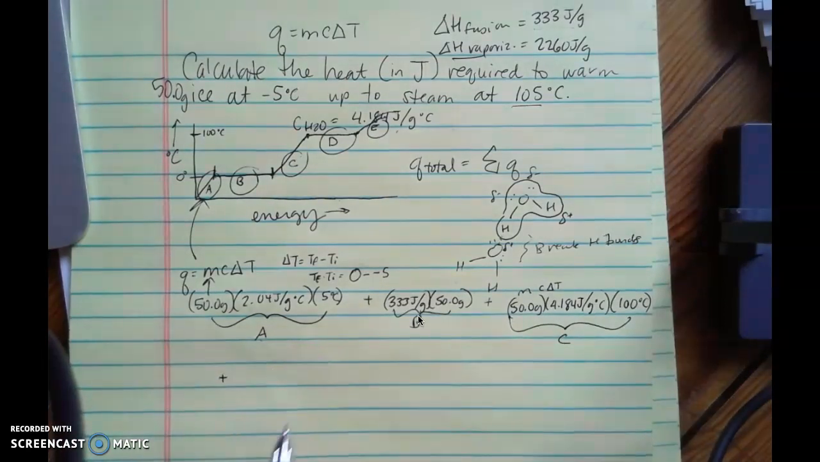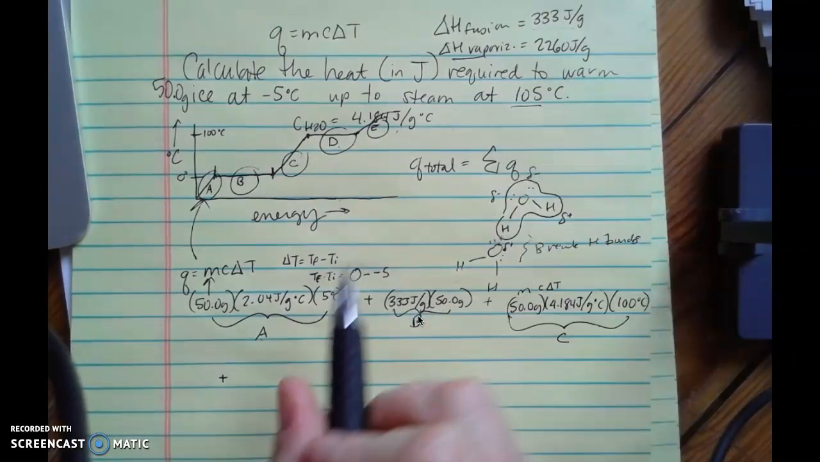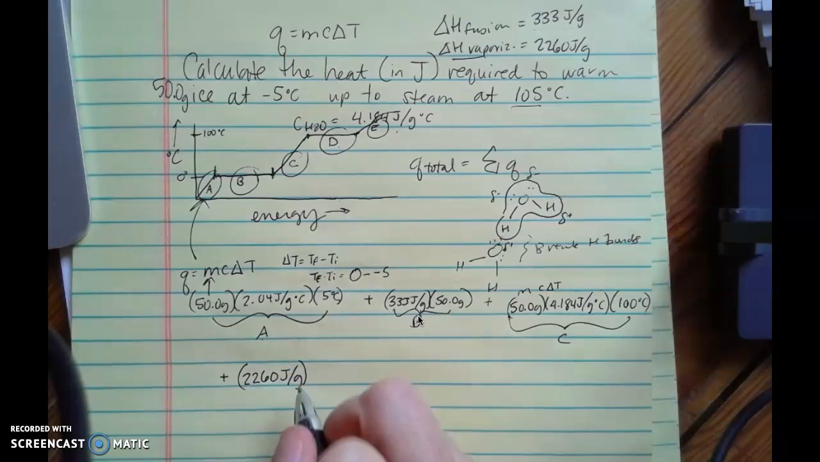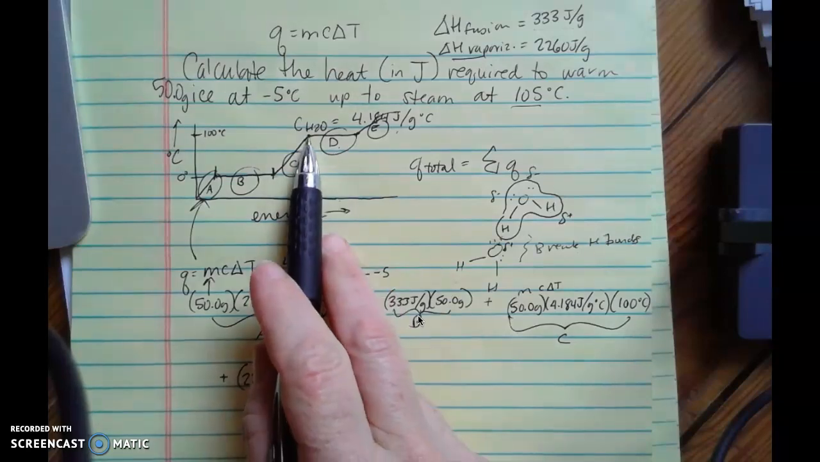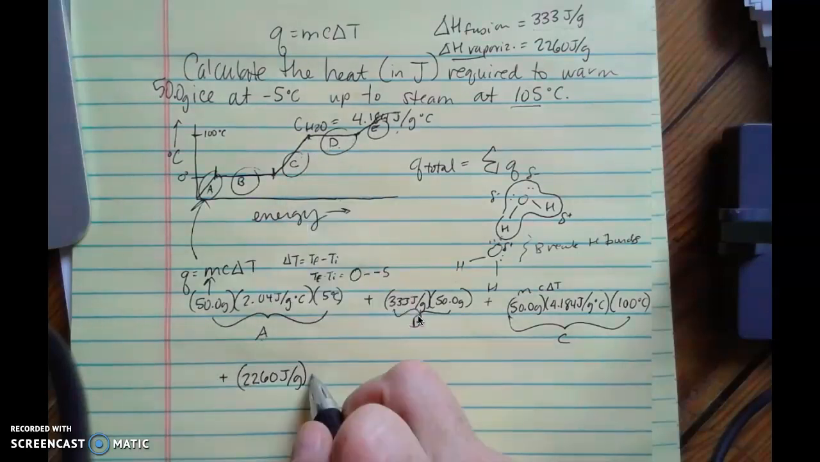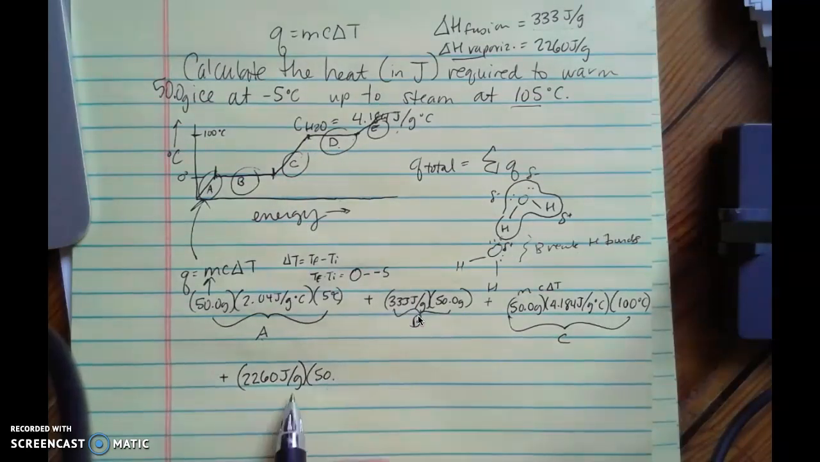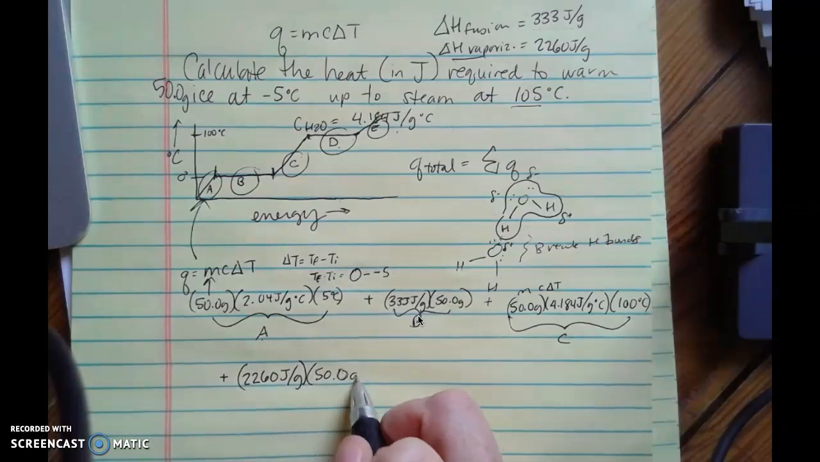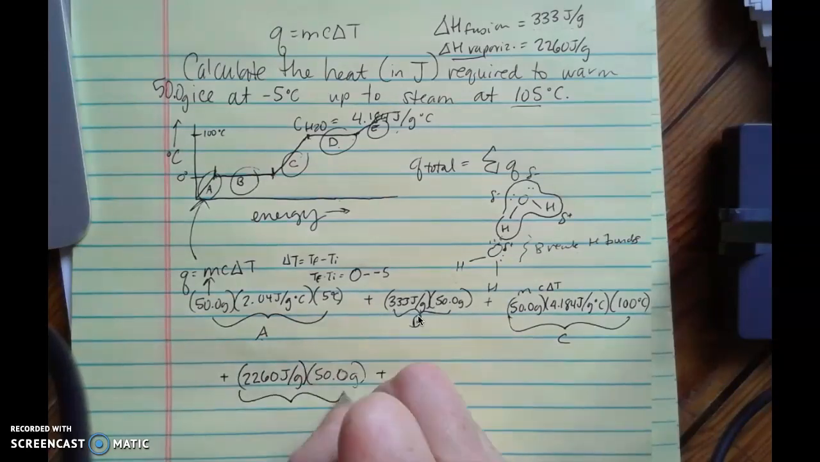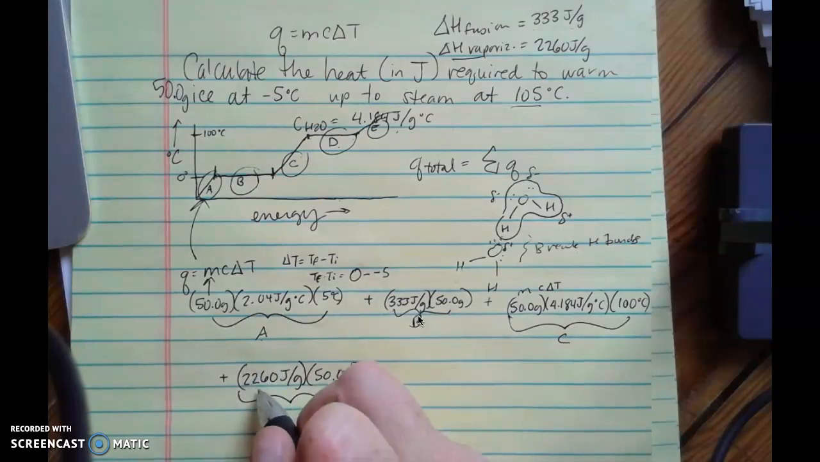And we'll add in segments D and E. So for D, it's going to take 2,260 joules per gram to vaporize my water, to convert it from liquid at 100 degrees to gas at 100 degrees. And so I'll multiply that by the grams that I have, 50.0 grams. Then I'd have joules per gram multiplied by grams, grams cancels out. So that piece is segment D.